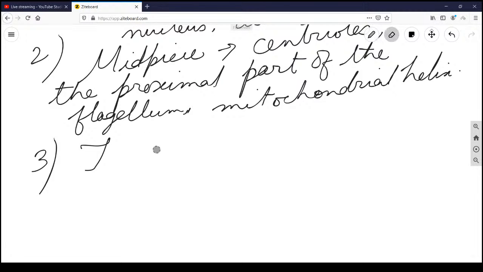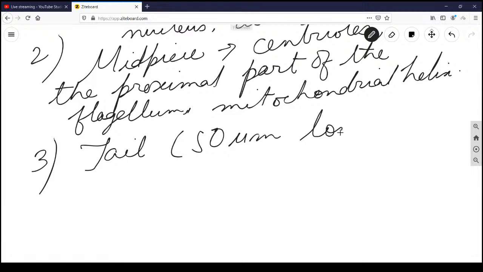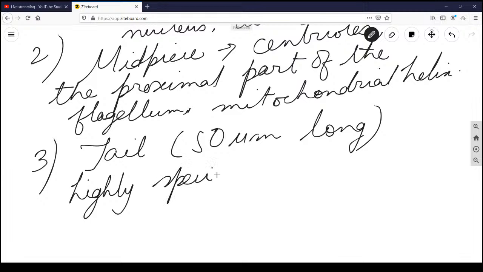So the tail is about 50 micrometer long and consists of a highly specialized flagellum. Okay, highly specialized flagellum.